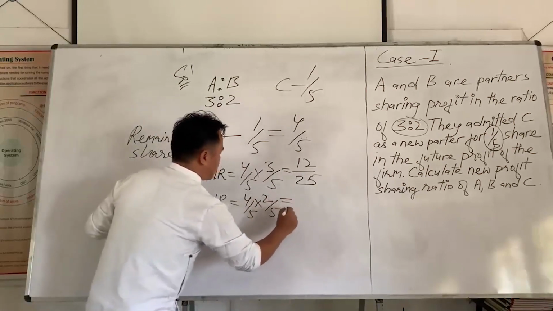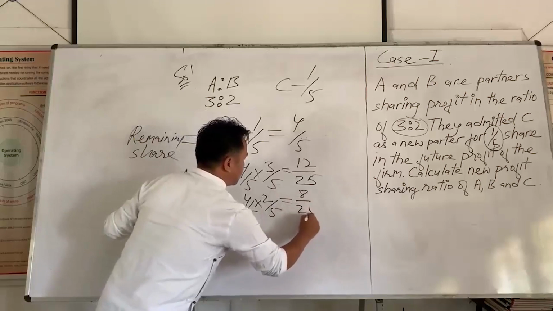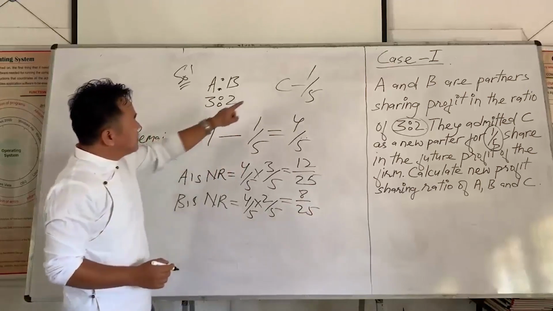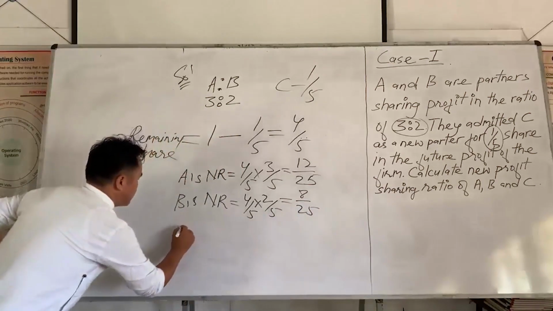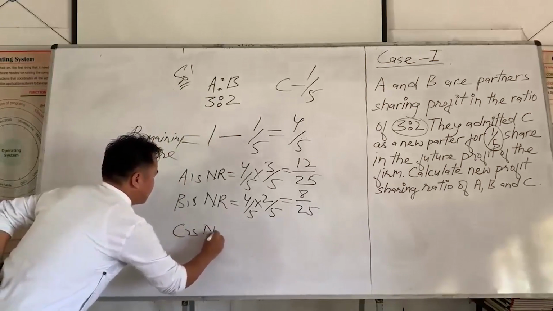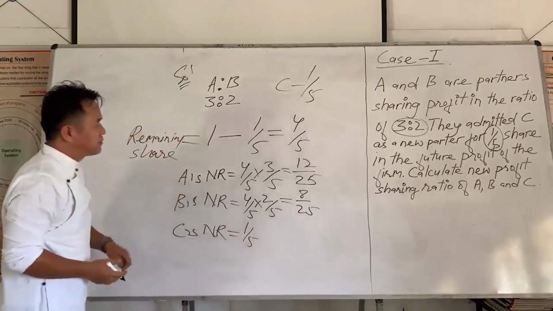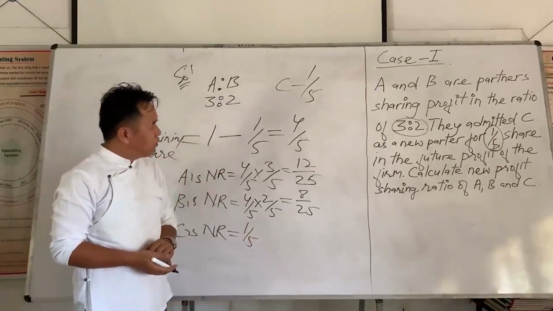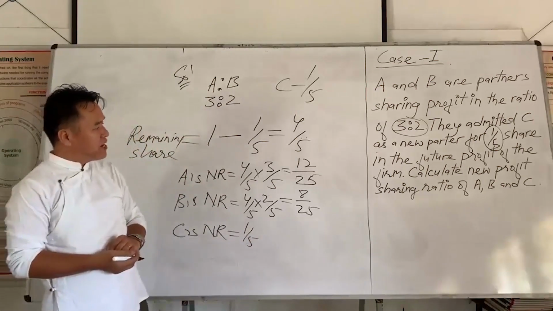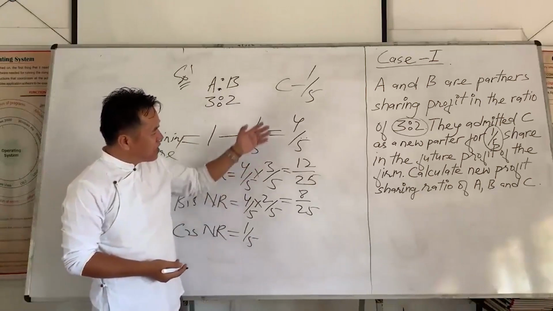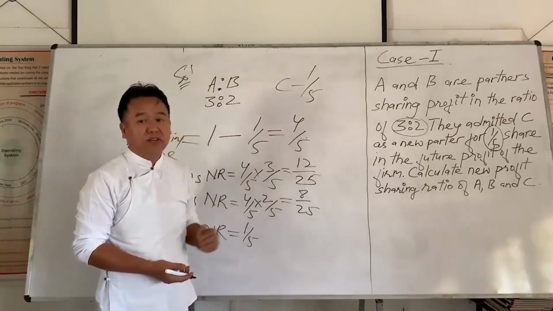So here how much we got? 8 by 25. Now what is C's share? So here C's share is given already. We don't have to find it. And C's share is 1 by 5. Since we are calculating new profit sharing ratio, we have to convert this fraction into ratio.